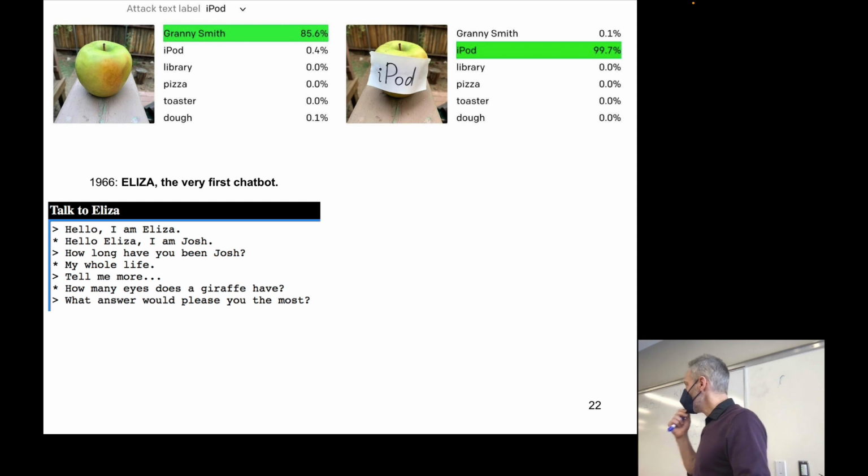Here's another example, a historical example. Here's Eliza, the very first chatbot. A couple of years ago, I found a version of it online, and here I am talking to it. So here it is saying, I'm Eliza. I answer, I'm Josh. How long have you been Josh? I say, my whole life. It says, tell me more. I ask it a question. How many eyes does a giraffe have? Eliza's pretty smart, right? She kind of changes the subject.